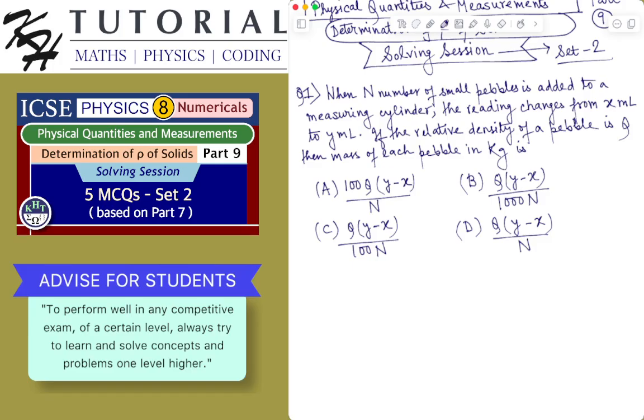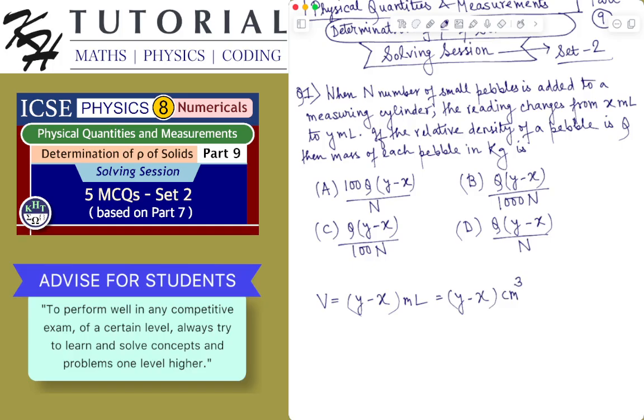So when the n number of pebbles was dropped in a measuring cylinder, the reading changes from x ml to y ml. So definitely the volume of all n number of pebbles, if that is capital V, will be equal to the increase in reading of the measuring cylinder, which will be y minus x ml, and 1 ml is equal to 1 centimeter cube. So I can say y minus x centimeter cube is the volume of all the n pebbles.